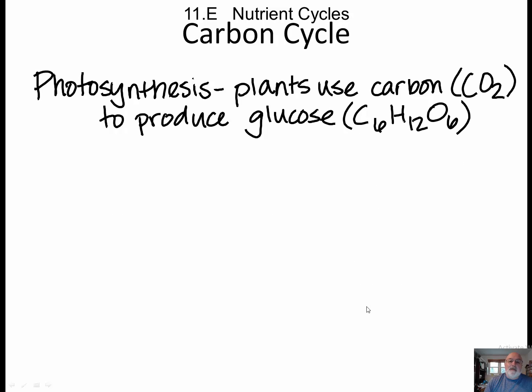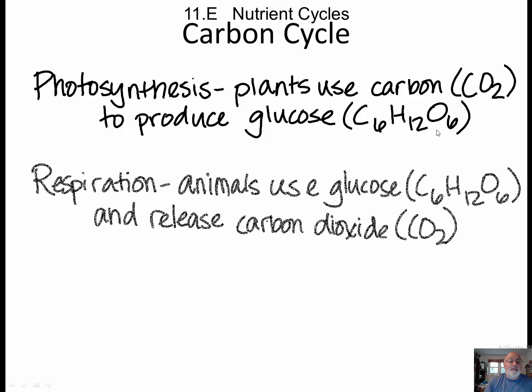Carbon cycle, we need carbon. It is the one that actually makes organic chemicals. Photosynthesis, plants use carbon to produce glucose. They need CO2 to make C6H12O6. Respiration, animals use that glucose, plants too. They respire, and I don't know why it just says animals, it should say critters, because it's plants also, use the glucose to actually release the carbon dioxide, which is the CO2, which can go back into the plants to get turned into more sugar.